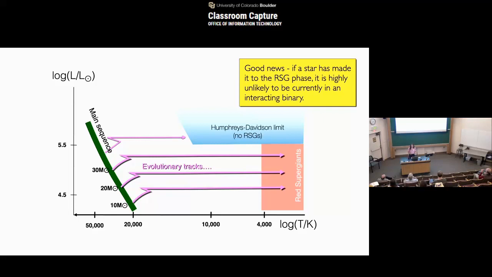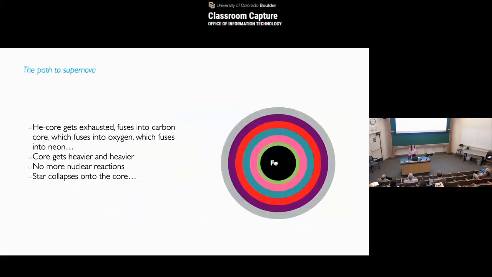But the good news is if a star has made it to the red supergiant phase and we're seeing it exist as a red supergiant, we can be pretty confident that it's probably not in an interacting binary at the minute. So we don't need to worry about binaries for the red supergiants. Once they're in the red supergiant phase, they're firmly on their path to supernova.